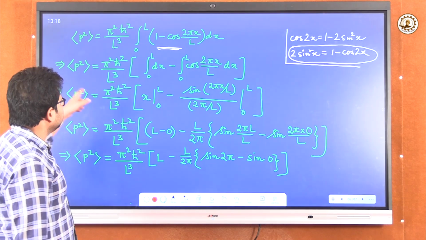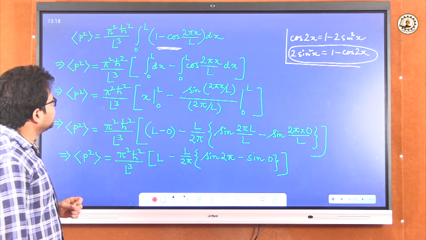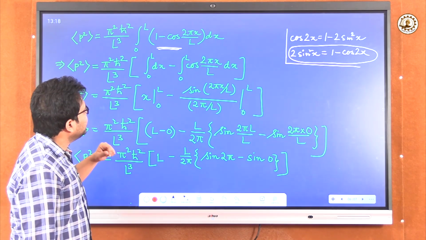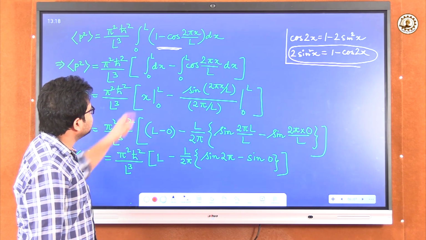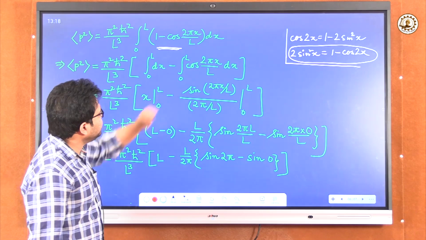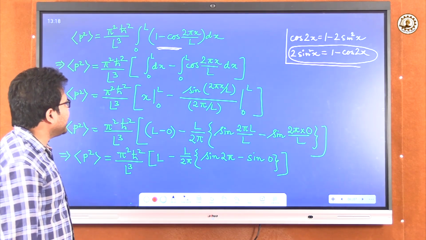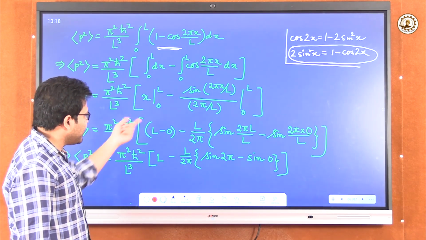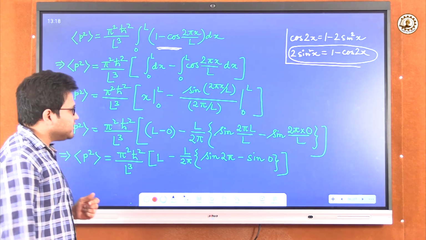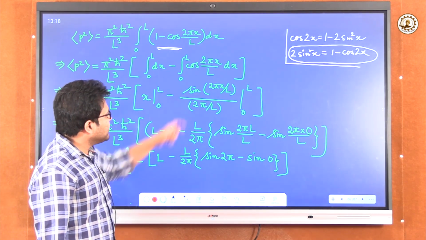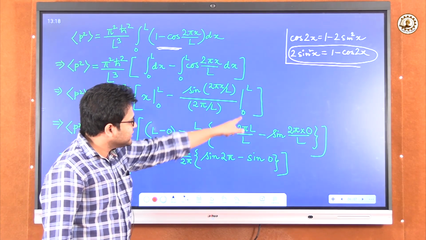So after integration, in the next slide we have average of p square equals pi square h star square by L cube. Within the third bracket, I am just separating these two terms. So the first integral is integral 0 to L dx, and the second integral is integral 0 to L cos 2 pi x by L dx. After integration the first term becomes x with lower and upper limit 0 to L, and if we integrate the cos term, that gives us sine. So it becomes sine 2 pi x by L divided by 2 pi by L with limits 0 to L.